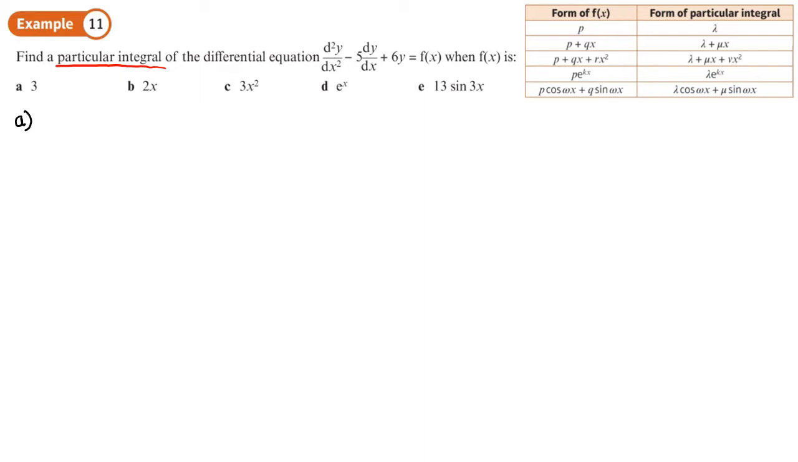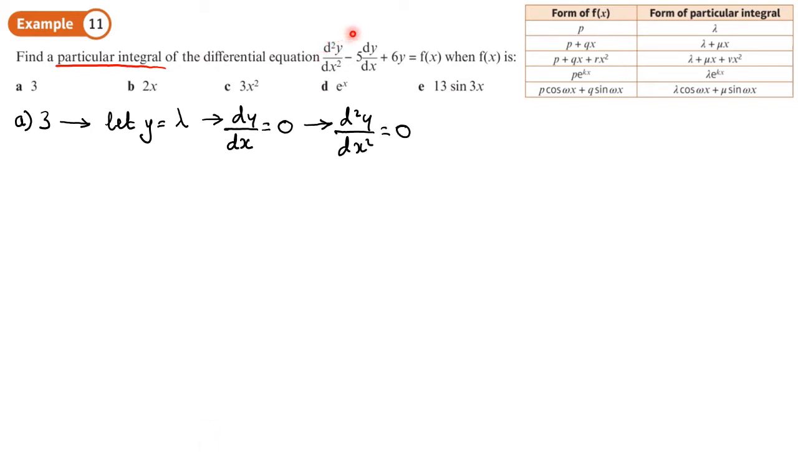So first of all, with the first one where I've got 3, I look at my table for now until I've memorized it. So the form of f of x is like this, p, which means the form of the particular integral is lambda. So the first thing I do, I say let y equal lambda. Now from there I calculate dy dx, so I differentiate that, so that's going to be 0, and I differentiate that again, and that will give me 0. Now this I substitute into the differential equation.